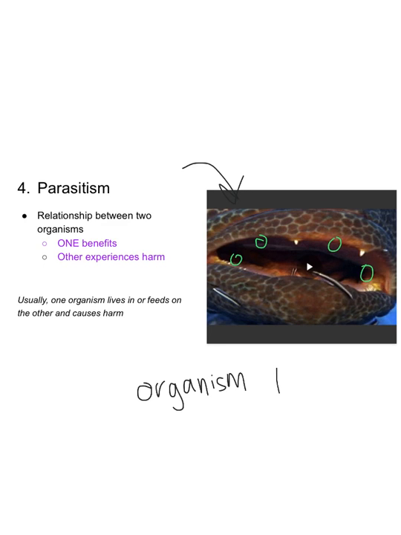if that's the parasite, that's going to definitely benefit. But organism 2 is going to experience harm, and that's going to eventually end up causing death, right? So parasitism, it's when one organism usually gets like food and nutrition from the other, and it causes the other to die. Pretty gross.